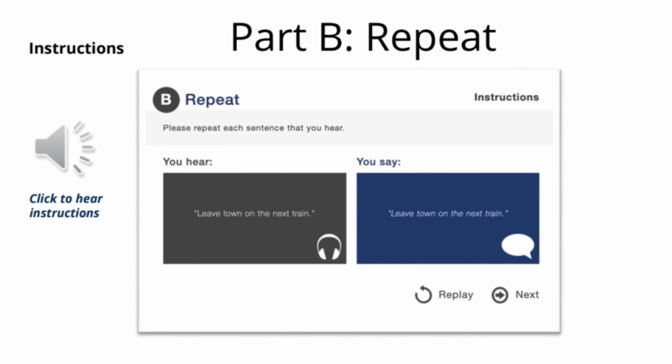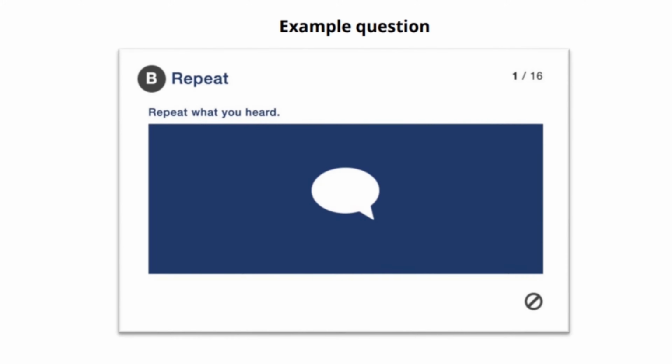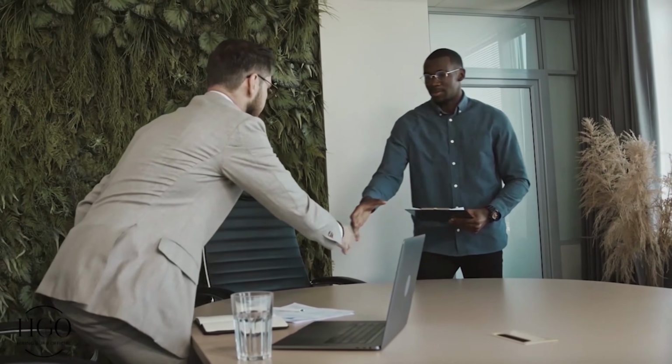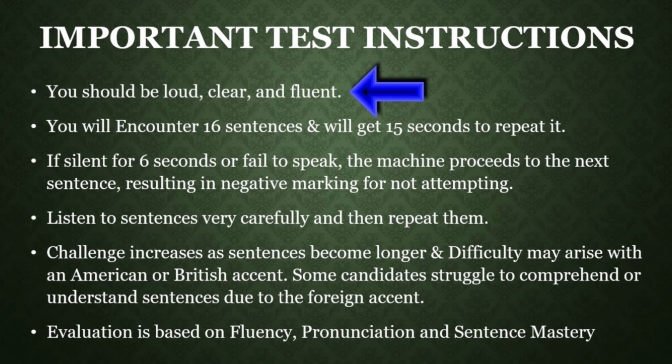In this section, you will hear an automated voice that will speak a sentence to you, and you must repeat it exactly as you hear it. This is all about listening and repeating these sentences. For example, the machine will say, leave town on the next train, and you must respond by repeating, leave town on the next train. Be loud, clear, and fluent. You will encounter a total of 16 sentences, and for each sentence, you will have 15 seconds to repeat it. However, if you remain silent for 6 seconds or fail to speak at all, the machine will proceed to the next sentence automatically, and you will get a negative marking for not attempting the sentence.